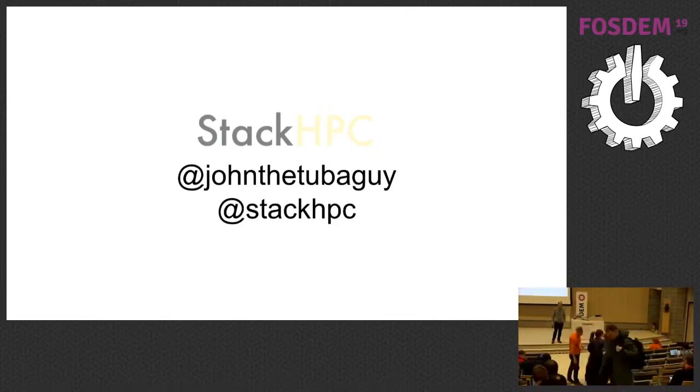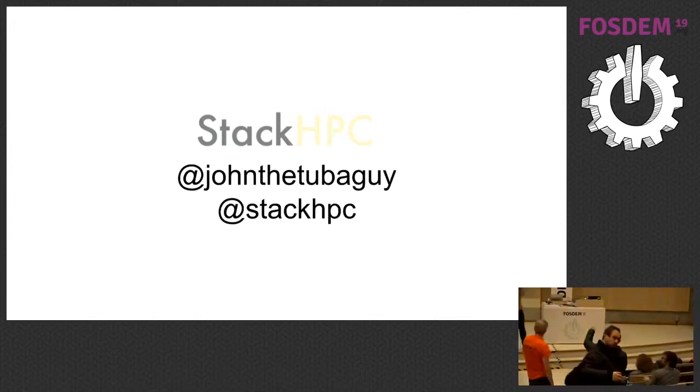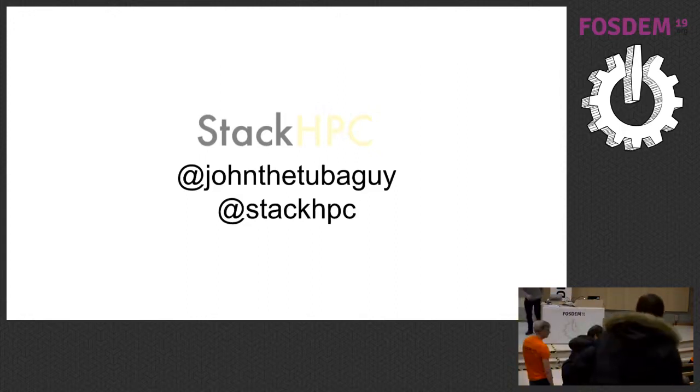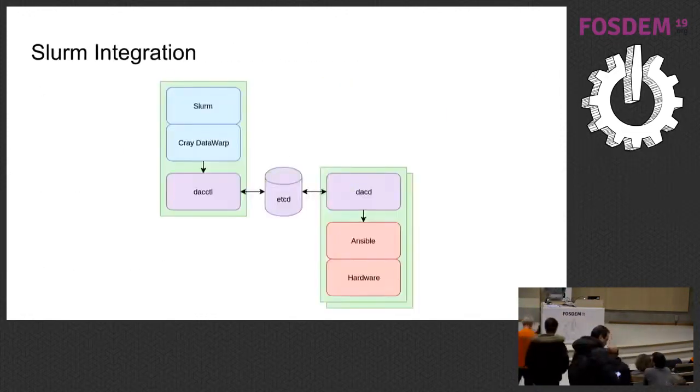You show this connection between Slurm and DataWarp from Cray, but then you show that the ACD was actually using Ansible to deliver hardware. Why do you need that? I mean, you already have Kubernetes, Slurm on top of Kubernetes, and then you already have the hardware there. So why do you need Ansible to deliver the hardware? I didn't understand that. Let me paraphrase that. You're saying, why use Ansible?